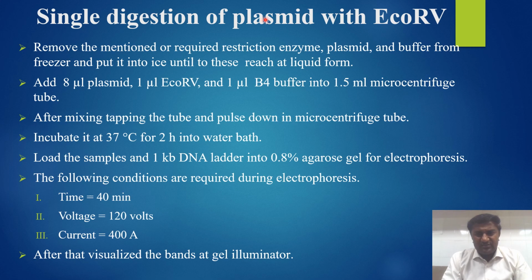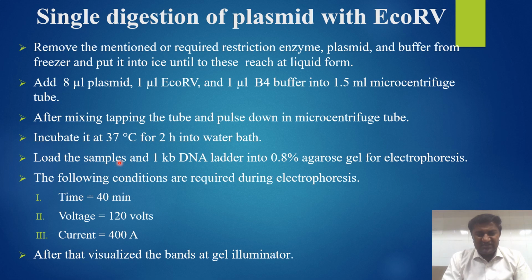Single digestion of plasmid with EcoRV. Remove the required restriction enzyme, plasmid, and buffer from the freezer and put them into ice until these reach liquid form. Add 8 microliter plasmid, 1 microliter Eco, and 1 microliter B4 buffer into a 1.5 ml microcentrifuge tube. After mixing, tap the tube and pulse down in the microcentrifuge. Incubate it at 37 degrees centigrade for 2 hours in a water bath.